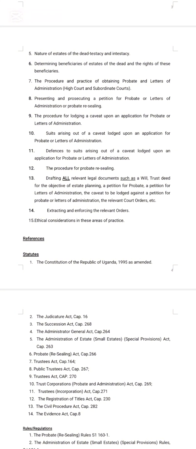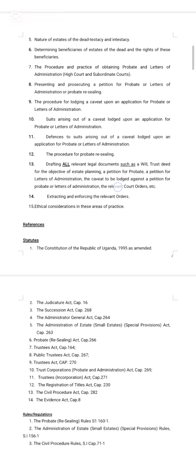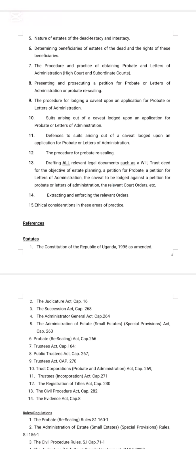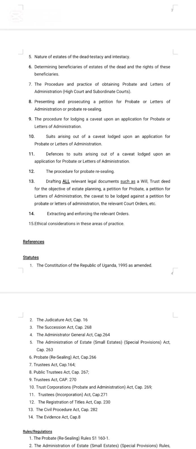So nature of estates of the dead, testacy and intestacy, determining beneficiaries of the estates of the dead and the rights of these beneficiaries. So we can see that the Successions Act gives us several beneficiaries. They include linear descendants, they include children, they include elderly people like mother and father, as long as they are being cared for by the deceased.